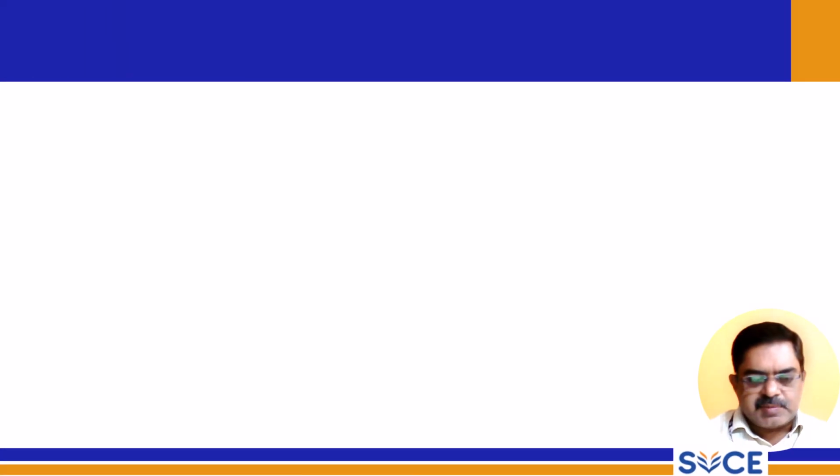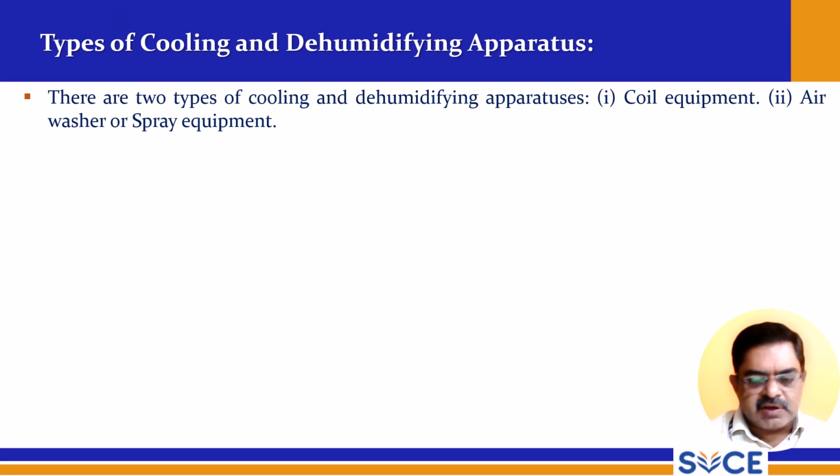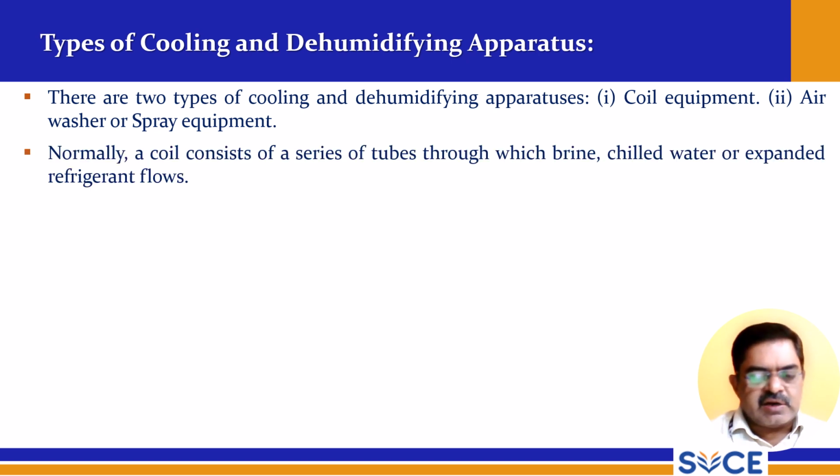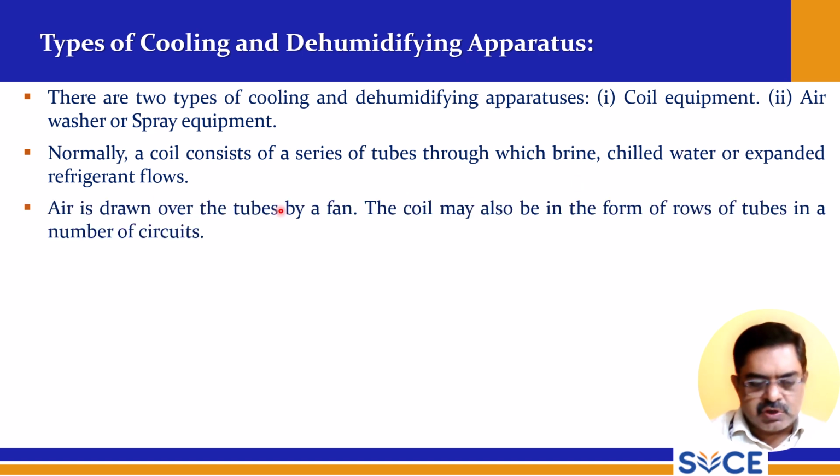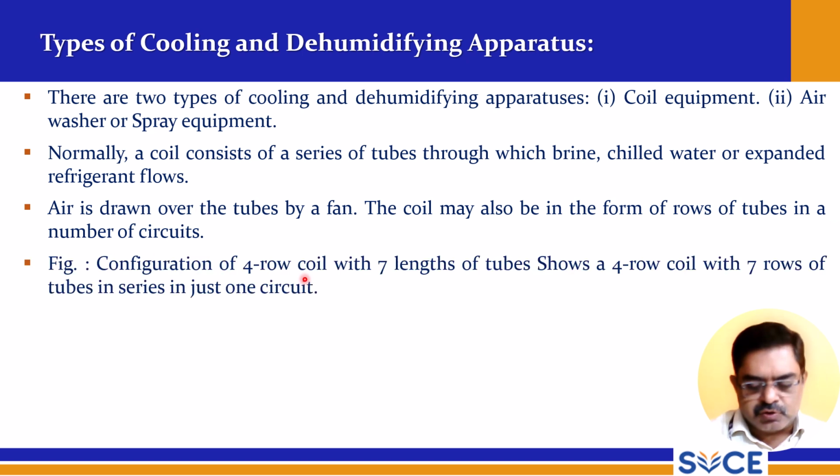Now, types of cooling and dehumidifying apparatus. There are two types: one is coil equipment, and the other is air washer or spray equipment. Normally, a coil consists of a series of tubes through which brine, that is chilled water, or expanded refrigerant flows, and air is drawn over the tubes by a fan. The coil may also be in the form of rows of tubes in a number of circuits.